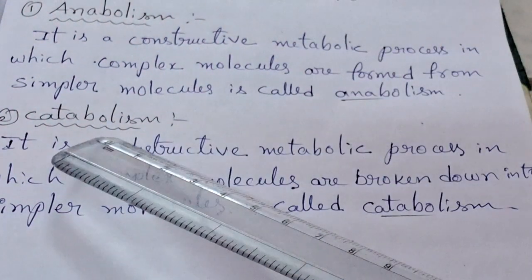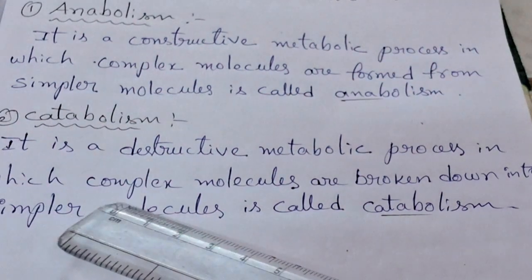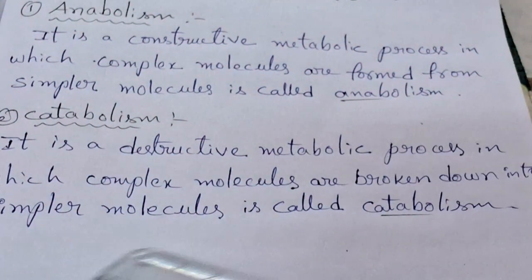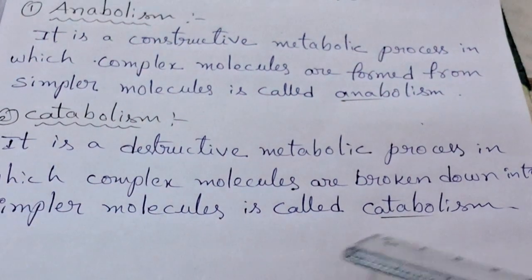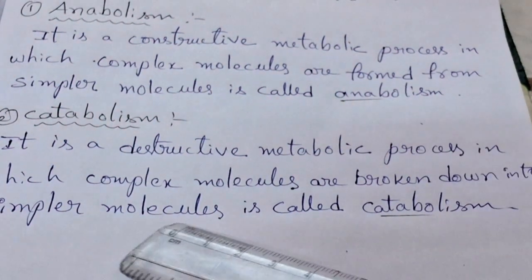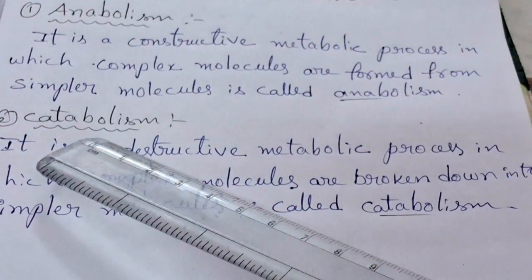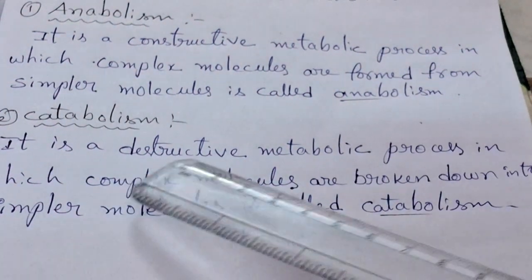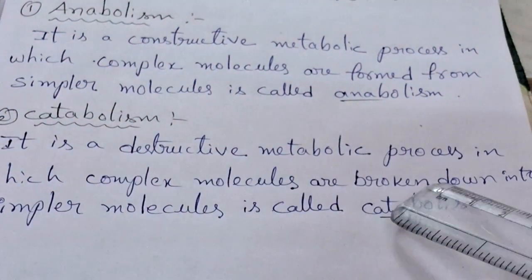What is the meaning of catabolism? In this process, the complex molecules are broken down into simpler molecules. This is called catabolism. And another name for catabolism is destructive metabolic process.